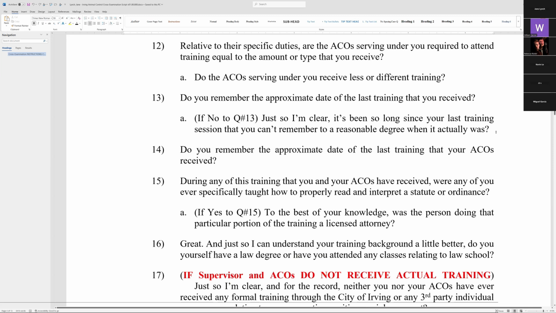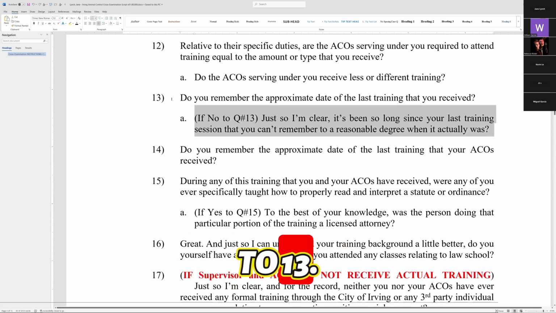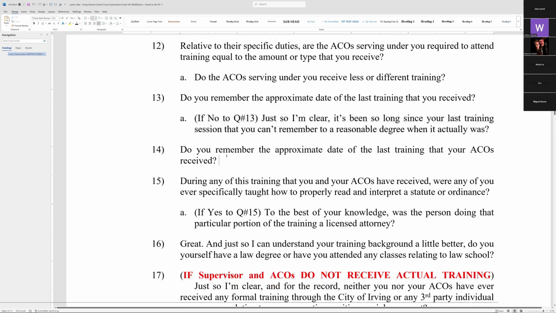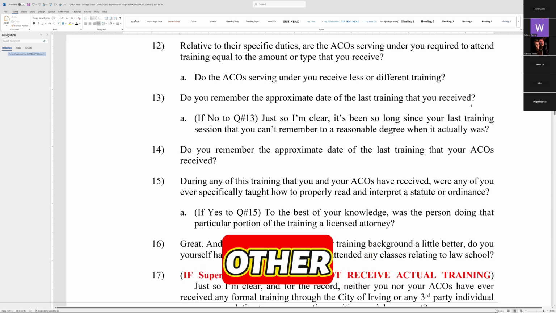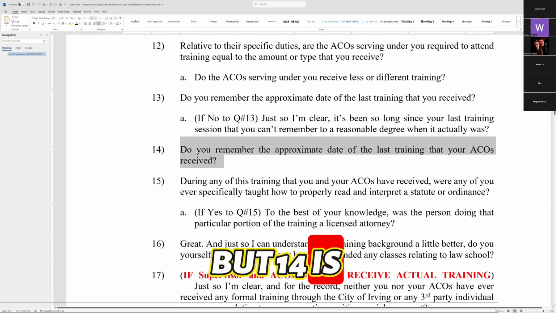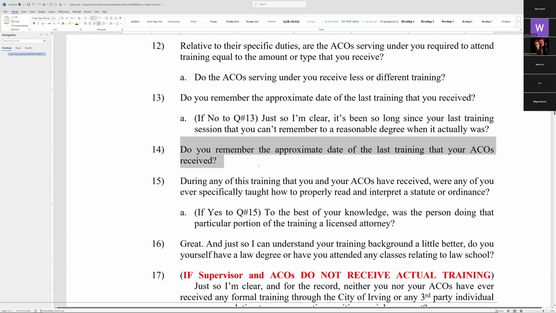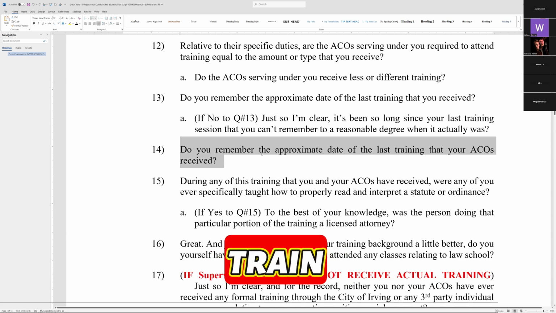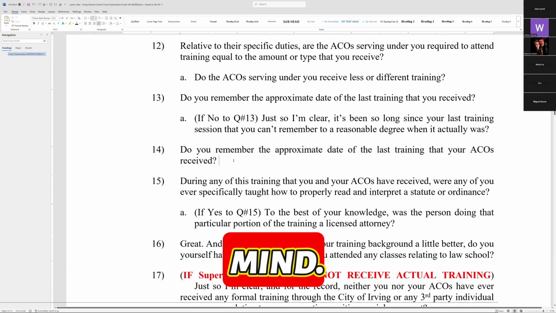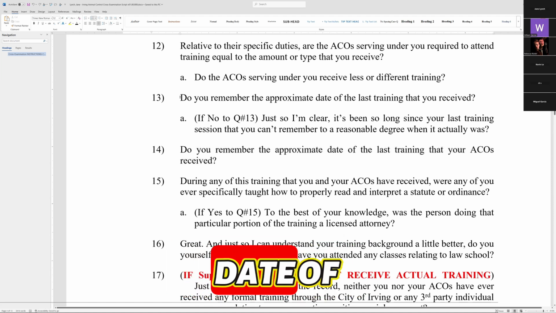November 2023. Okay. Now remember, this question would be asked only if they said no to 13. If they say anything other than yes, like giving the date and everything like Jane just did, then you won't need to ask 14. But 14 is there in case they don't. Do you remember the approximate date of the last training that your ACOs received? I'm sorry, never mind, that's a separate question. So they answered 13. They have to give you the date of the last training.